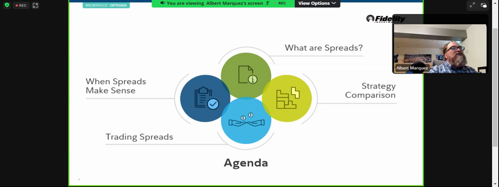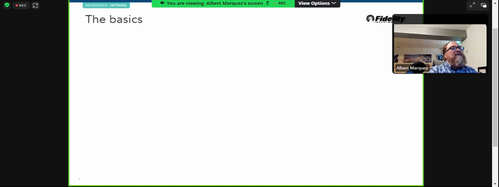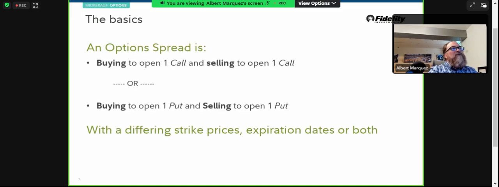So let's go ahead and talk about what spreads are to start off with. An option spread is simple, right? We're buying to open one call and selling to open one call, or we're buying to open one put and selling to open one put. Like I was saying before, looking at the four basic elements of options, this is where you see how they're combined. We're buying one, we're selling the other, and that's really what a spread is.